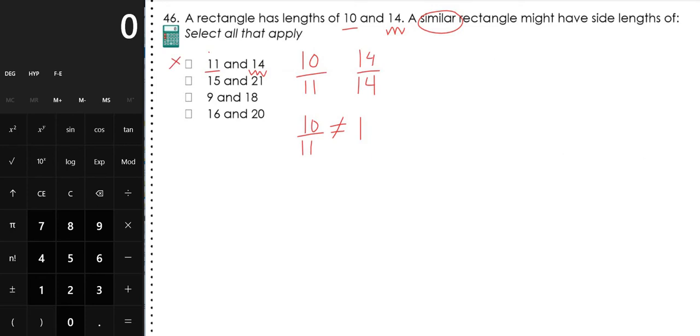Let's take a look at our second choice. So we have 10, which is our shorter side, matching up with 15. And then we have the 14 matching up with the longer side of 21.